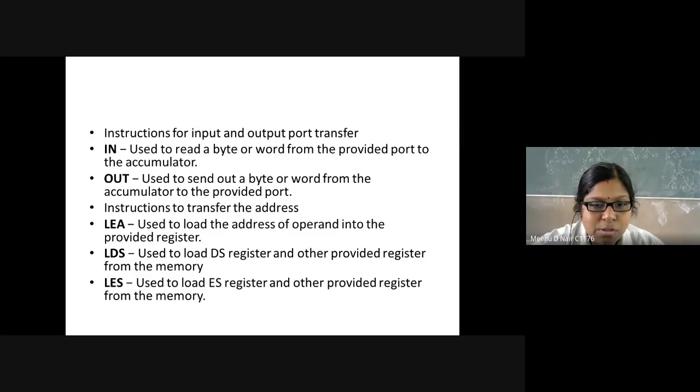LDS means it is used for the DS register only. LES means it is used for the ES register only. DS means data segment, ES means extra segment. DS is the data segment register, ES is the extra segment register. LEA loads the address operand into the provided register. It can be used for any register, LEA. LDS is used only for the DS register. Then LES is used only for the ES register. These are the instructions to transfer the address.